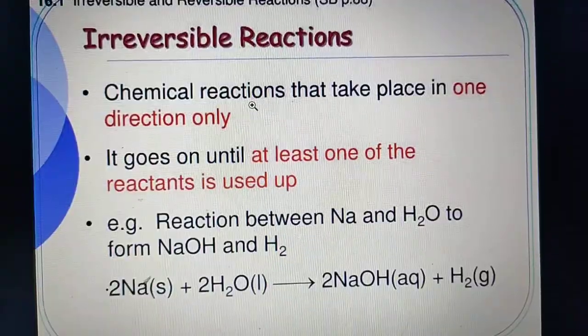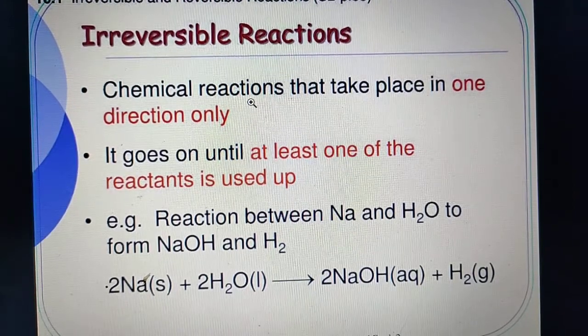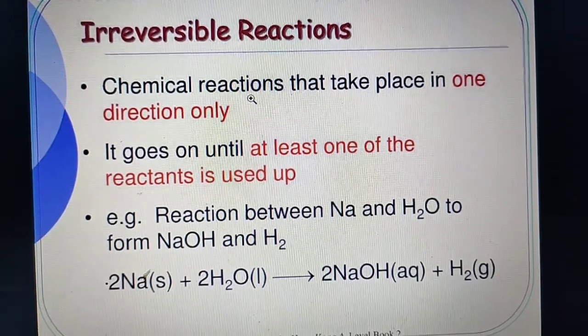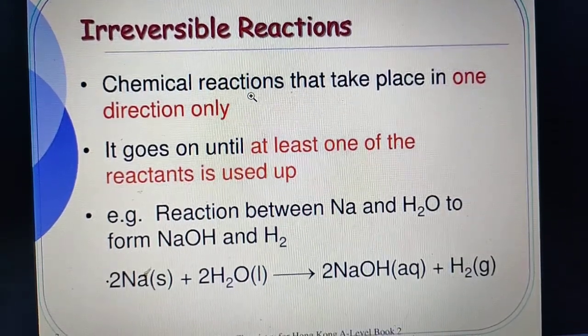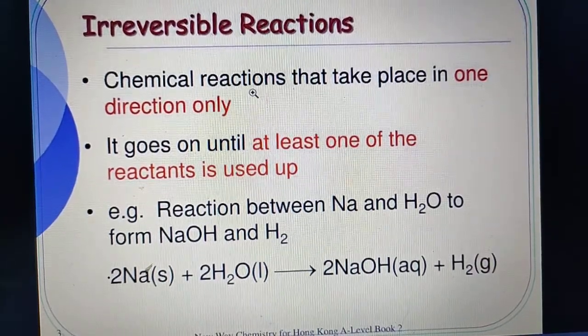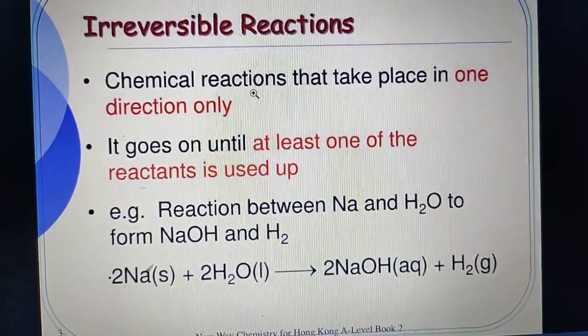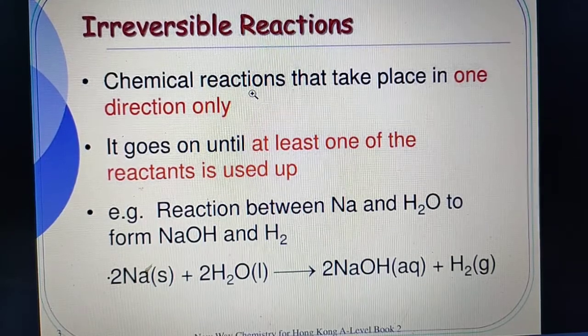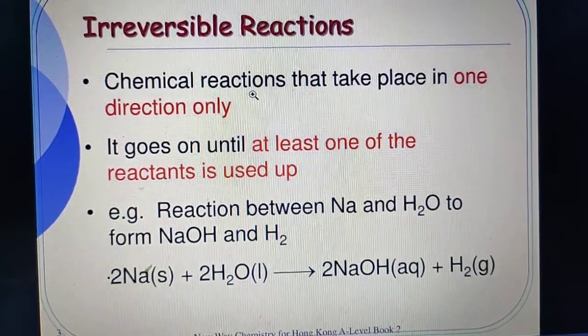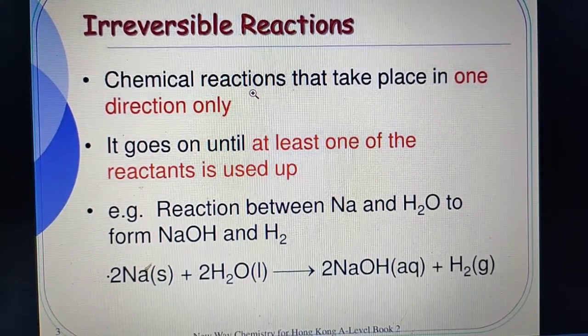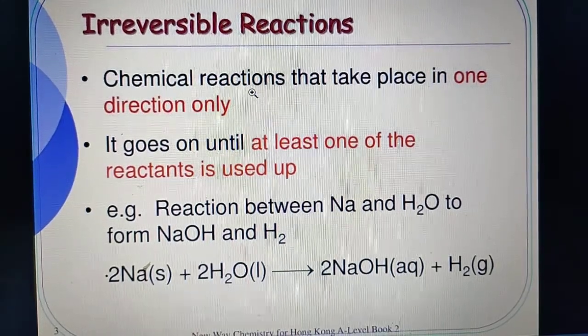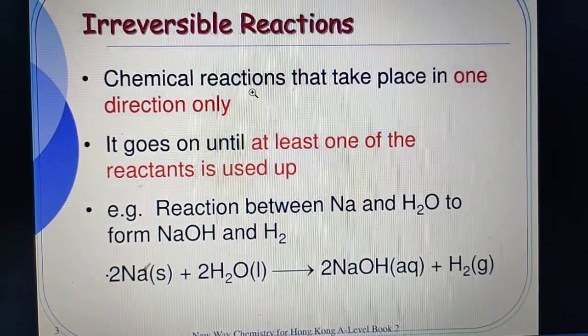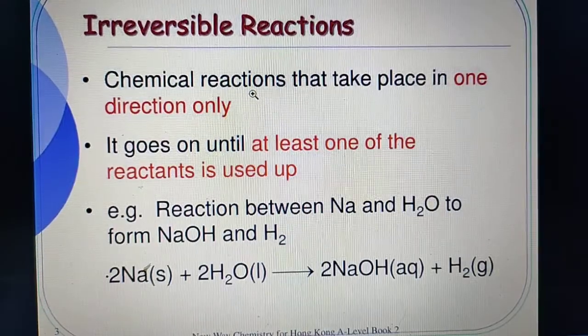Now let's move on to the second classification, that is on the basis of favored direction. There are two types of reactions on the basis of favored direction, that is irreversible reaction and reversible reaction. You have studied about the irreversible process and reversible process, right? So now let's see what irreversible reactions are.